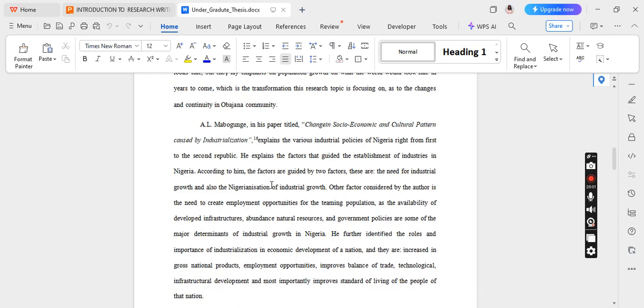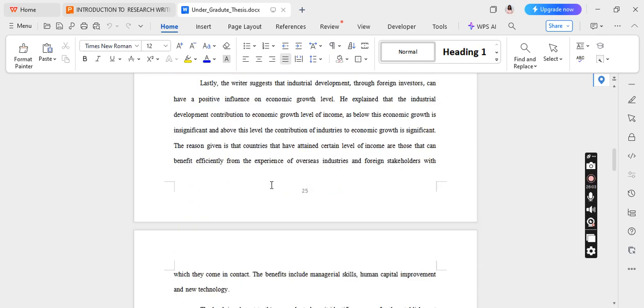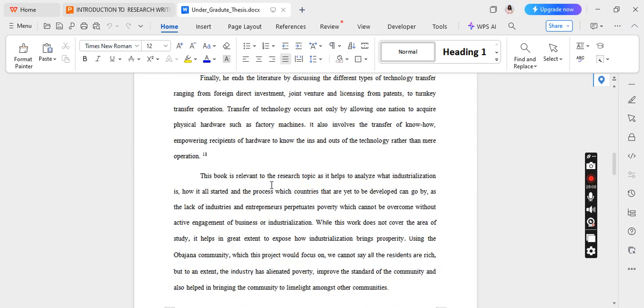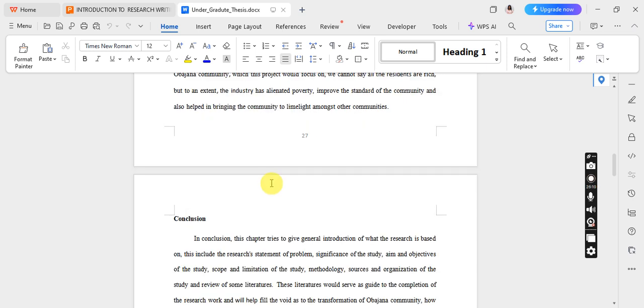You are reviewing books that are related to that particular topic. You are trying to gain a body of knowledge on things that have been covered, things that were not talked about, and things that you are going to be talking about. Because there will be no need for you to go into the research work if people have already discussed it. That is why review is important.